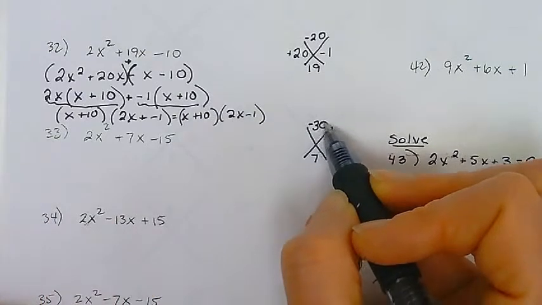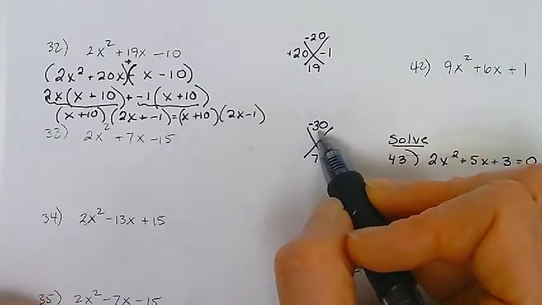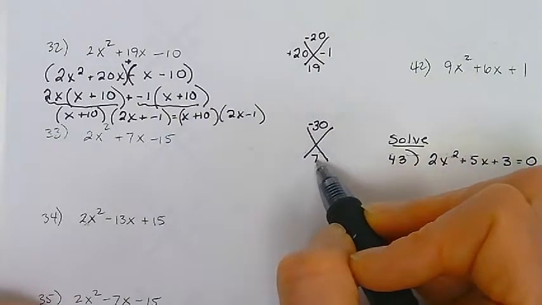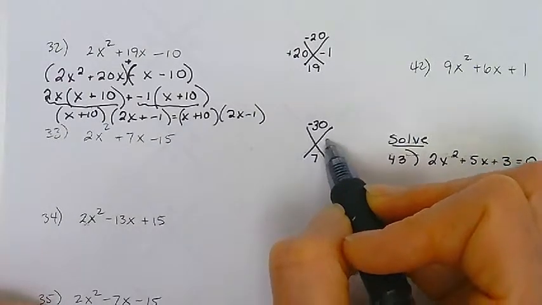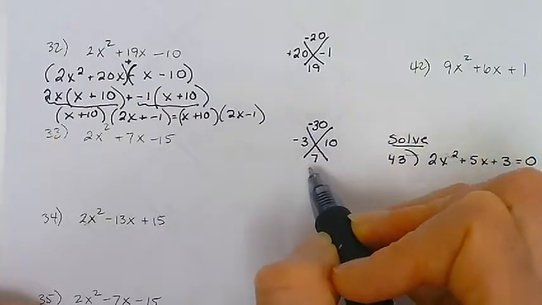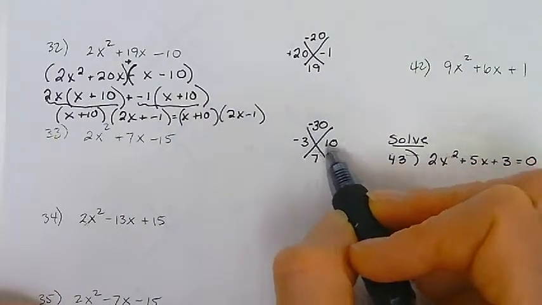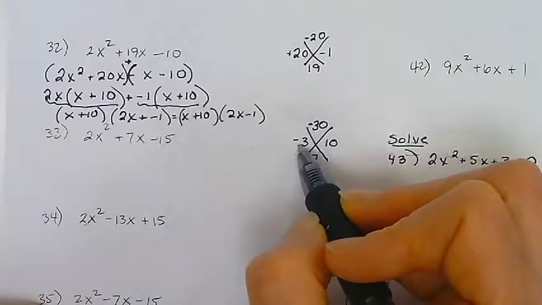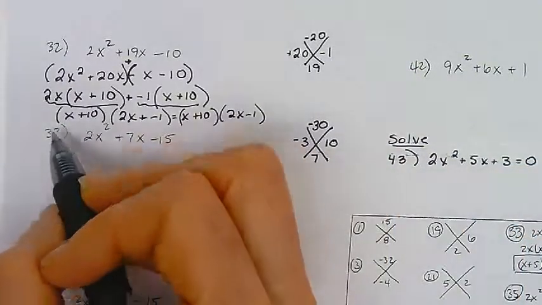Often when I have a 0, I'll look at 10 first as a factor. 10 times 3 is 30. Well, that's very closely related to 7. I have a positive 7, so I'm going to use a positive 10 and a negative 3. Negative 3 times 10 is negative 30, and add them together to get 7. Notice I put the negative factor on the left just to make it a little easier here when I rewrite.